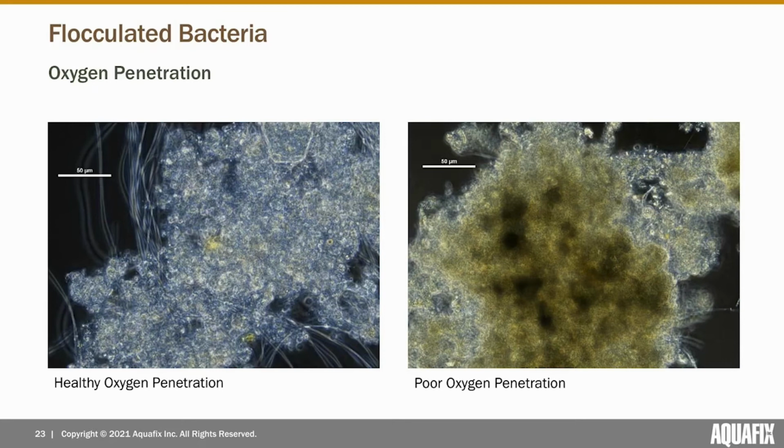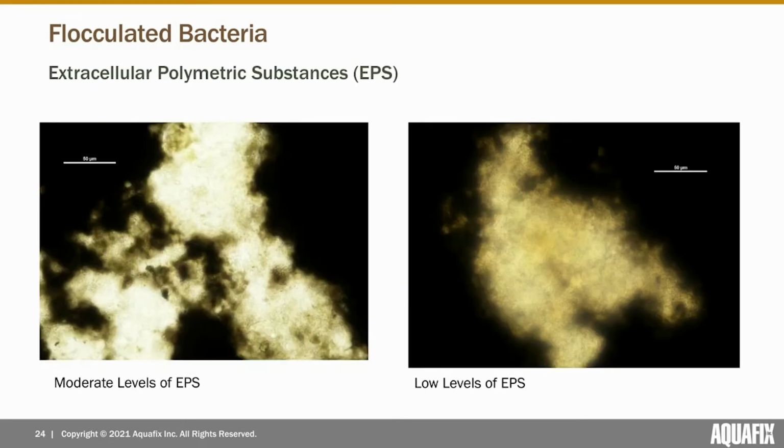Next, we analyze EPS levels to help determine the strength of floc. In order to do so, we use a black India ink stain. If high levels of EPS are present in floc, more of the India ink is repelled. And this is going to produce a brighter floc under the microscope. When low levels of EPS are present, the floc are going to be less bright. And moderate levels of EPS are usually the most ideal, as problems start to occur if levels are too high or too low, such as sliming or floc disintegration.